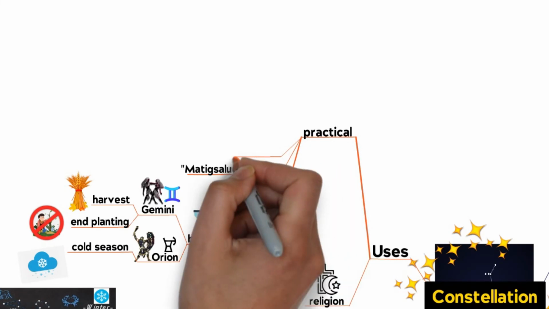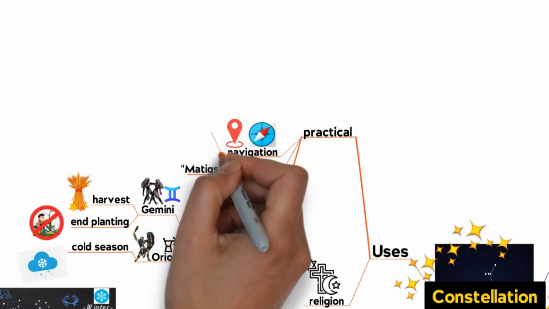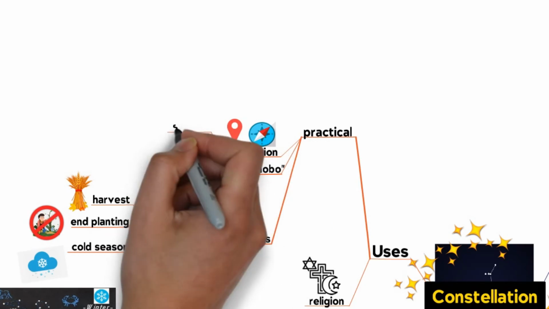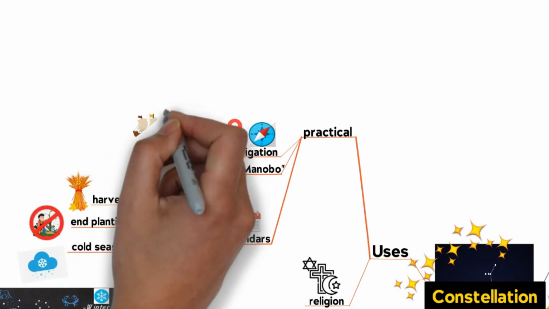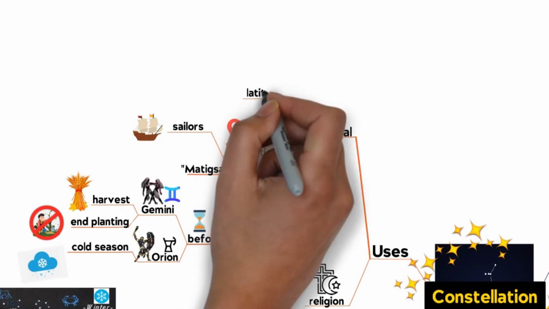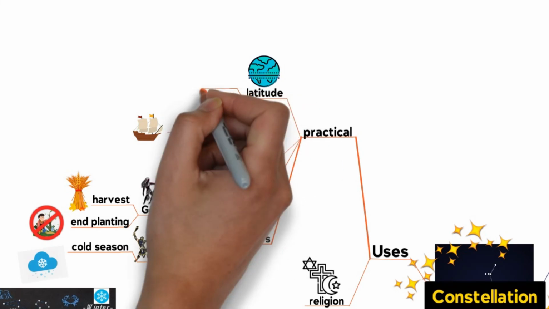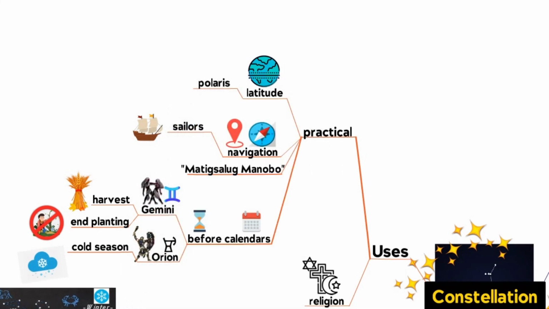Another use of constellations was in navigation. The Polaris is widely used in navigation because it does not change its position at any time of the night or year. This allowed sailors to find their way as they sail across the seas. Also, one can figure out his or her latitude just by looking at how high Polaris appears in the night sky.